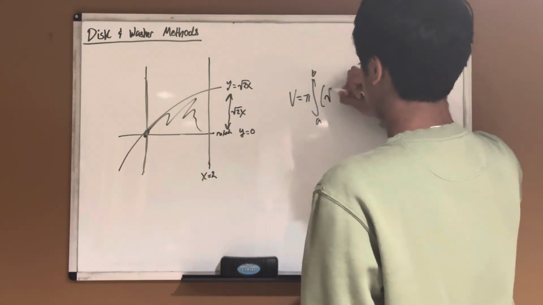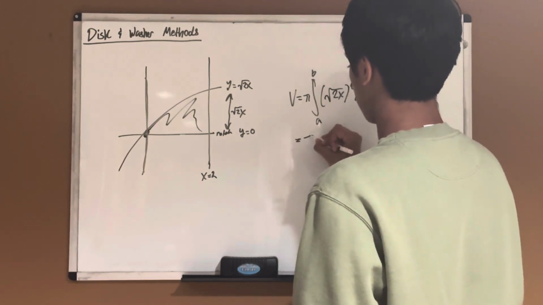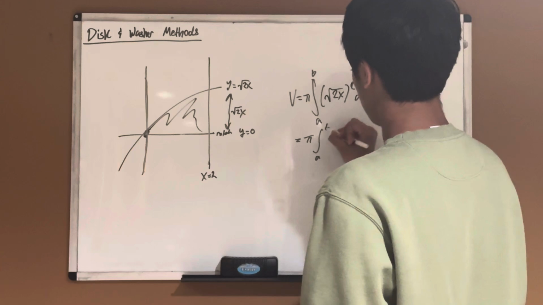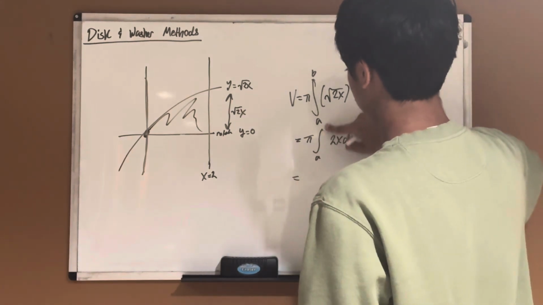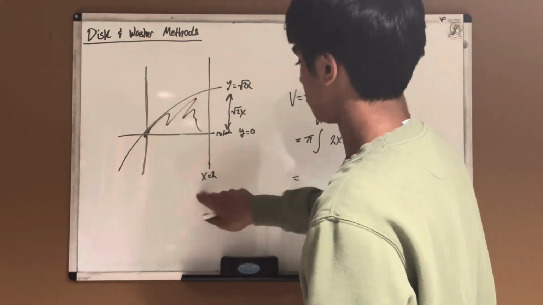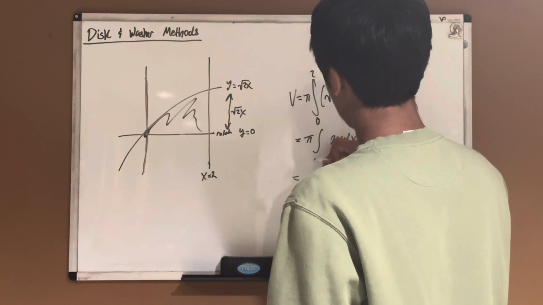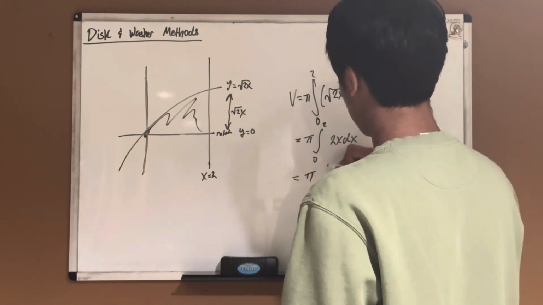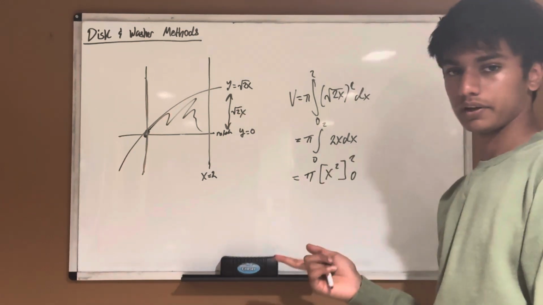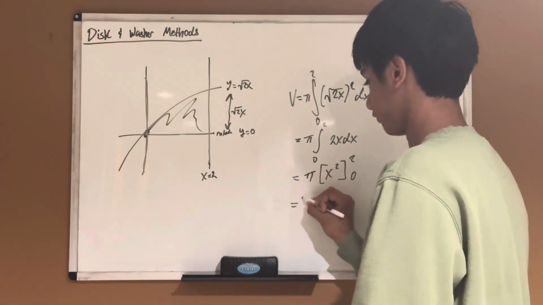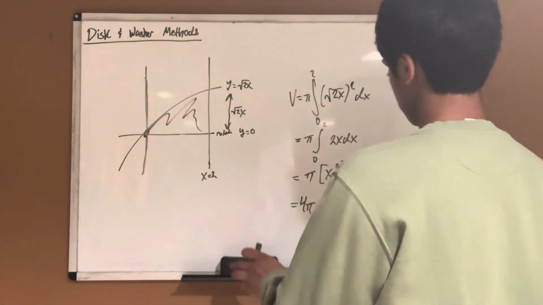So square root of 2x squared dx, which becomes pi times the integral of 2x dx. We're integrating from 0 to 2, because those are our solid of revolution bounds. So it becomes pi x squared evaluated from 0 to 2, and if we plug in 2, we get our answer, which is 4 pi. And that's how we do a simple solid of revolution.